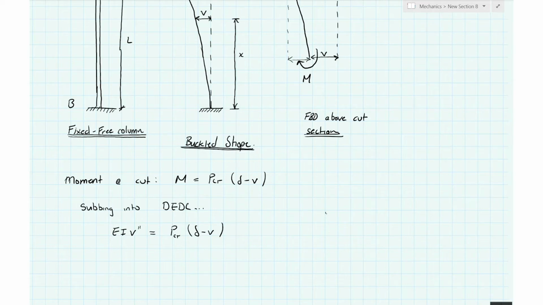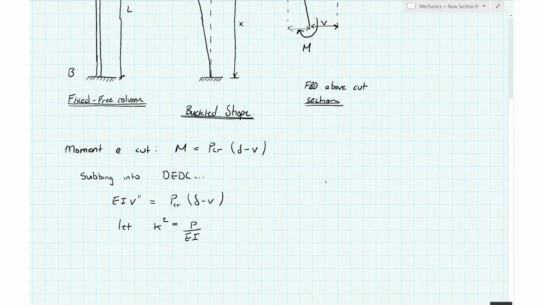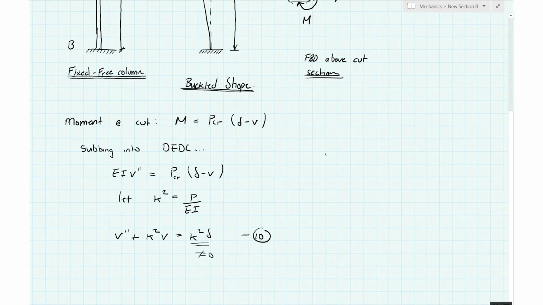So again, just to make things easier to manage, easier to look at, we're going to make a quick substitution and then rewrite that differential equation. And we're going to label that equation 10. This is a non-homogeneous equation, okay? And all that means is that the right-hand side is not equal to 0, and because it's not equal to 0, it makes it a non-homogeneous equation.